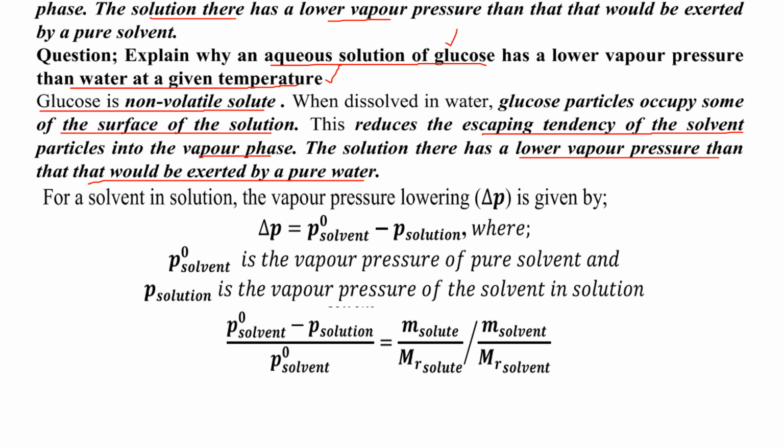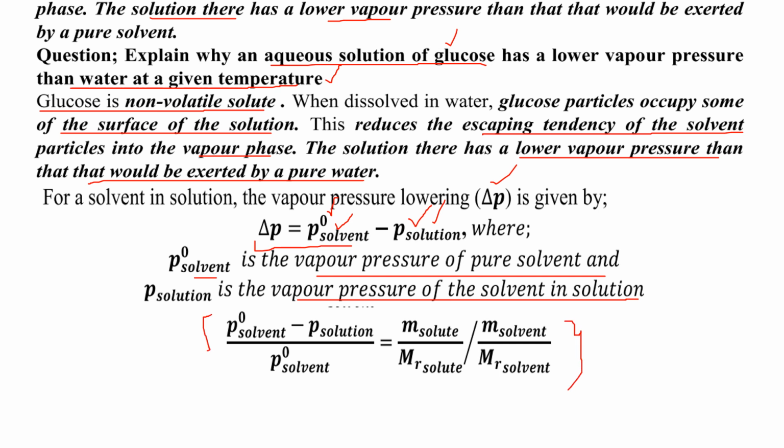Now we are saying that for a solvent in solution, the vapor pressure lowering, change in P, is given by the vapor pressure exerted by the pure solvent minus the vapor pressure exerted by the solution, because we expect the solvent to exert a larger pressure than the solution. That's why we say P of the solvent minus P of the solution. Where P of the solvent is the vapor pressure of the pure solvent, and P of the solution is the vapor pressure of the solvent in solution. So how are we going to find our vapor pressure then?